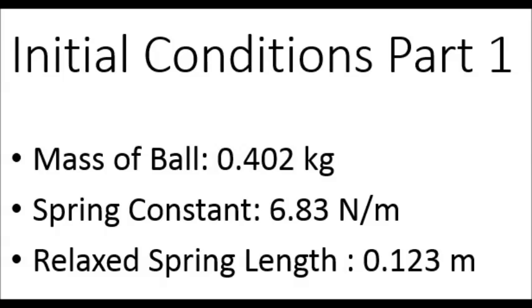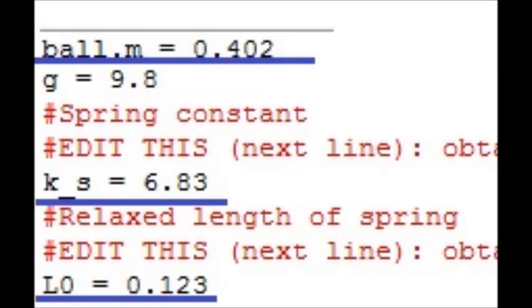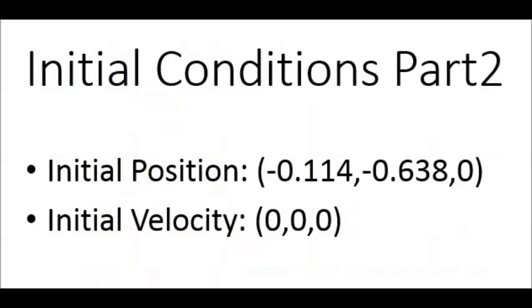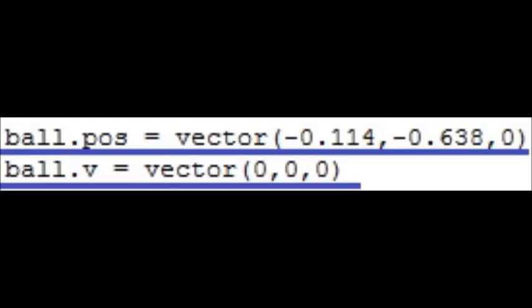From the lecture video which analyzed the 1D motion of the spring, we found that the mass of the object is 0.402 kilograms, the spring constant is 6.83 newtons per meter, and the relaxed spring length is 0.123 meters. I then took this data and plugged it into VPython. The initial position, negative 0.114, negative 0.638, and the initial velocity, 0, 0, 0, is imported from the Tracker video.